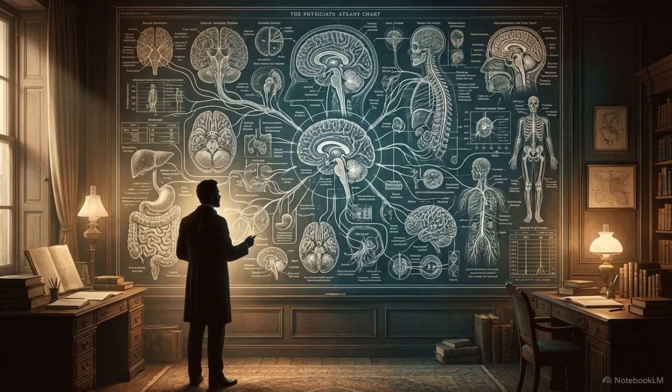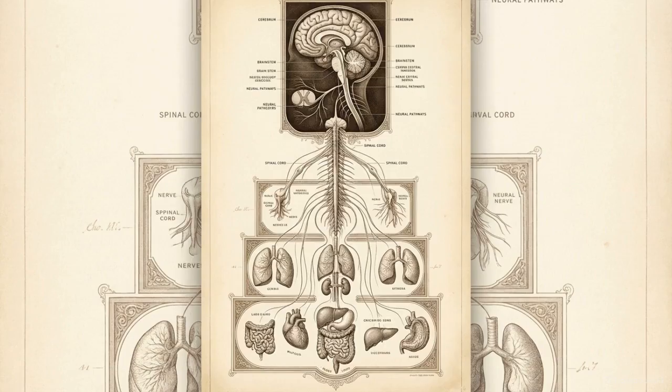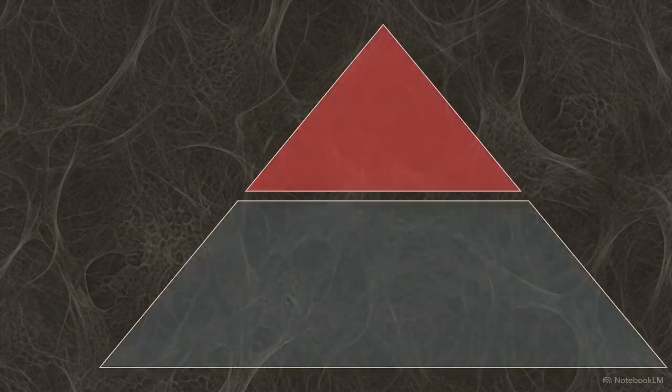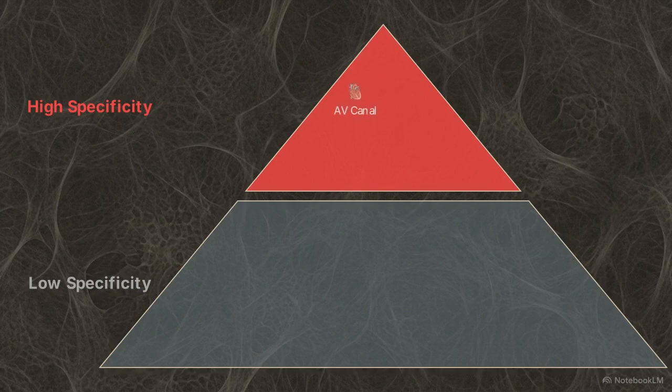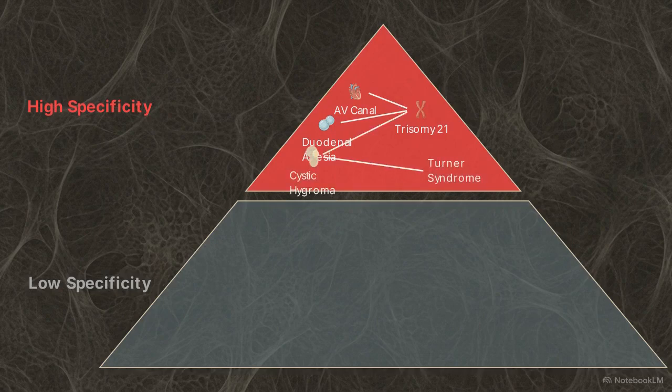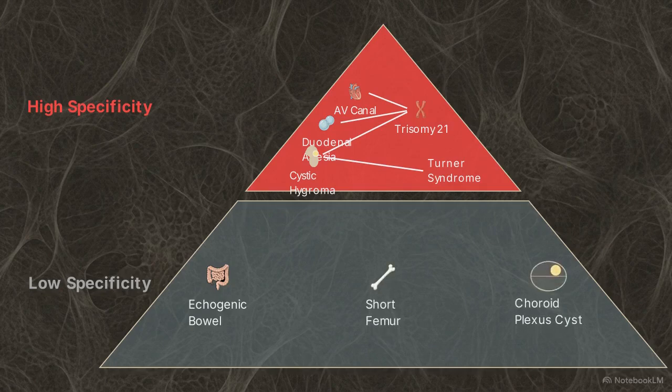for underlying chromosomal aneuploidy. Ultrasound markers are organized on a strict hierarchy of diagnostic specificity. This pyramid maps the hierarchy. At the high specificity peak, atrioventricular canal defects and duodenal atresia, linked to trisomy 21. Cystic hygromas also occupy this tier, correlating with Turner and Down syndrome. The wide base holds low specificity markers: echogenic bowel, short femur, and choroid plexus cysts.